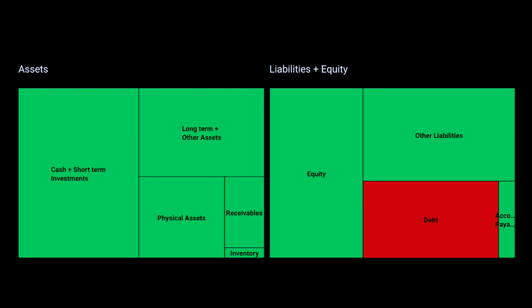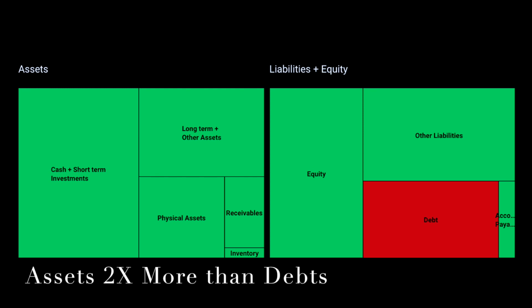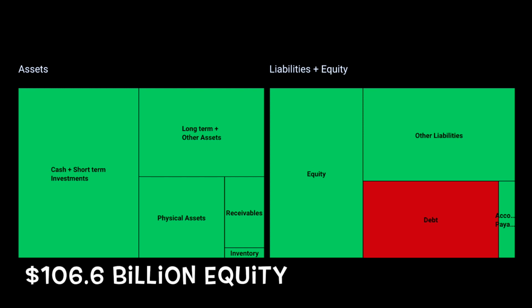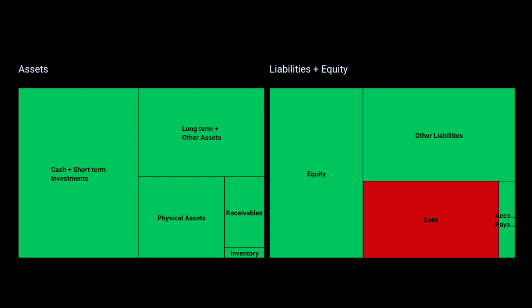Asset versus liability. Microsoft's debt is covered by short-term assets, that is, assets are 2.4 times the debt. $287.96 billion in assets, 106.6 equity, 172.9 liabilities.